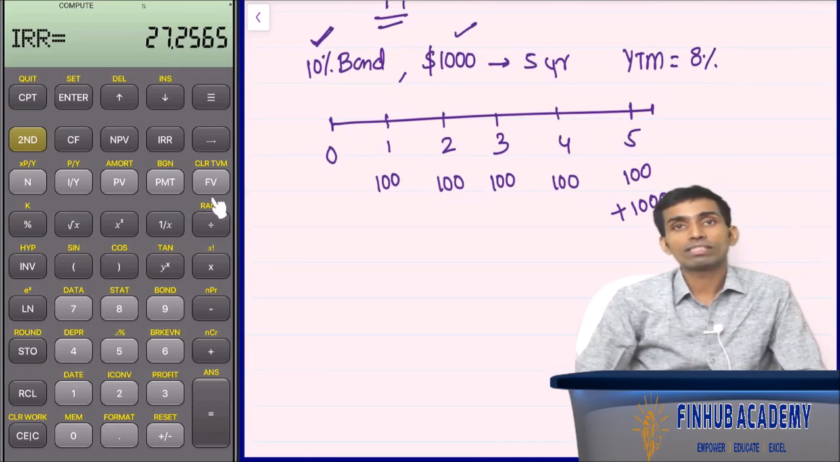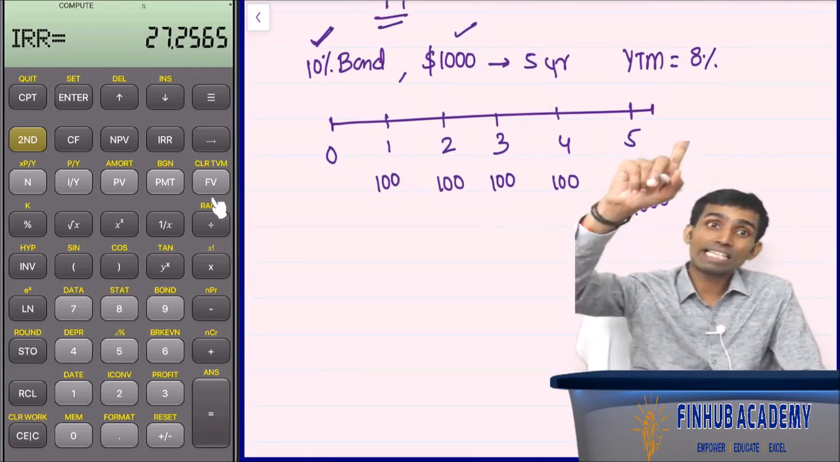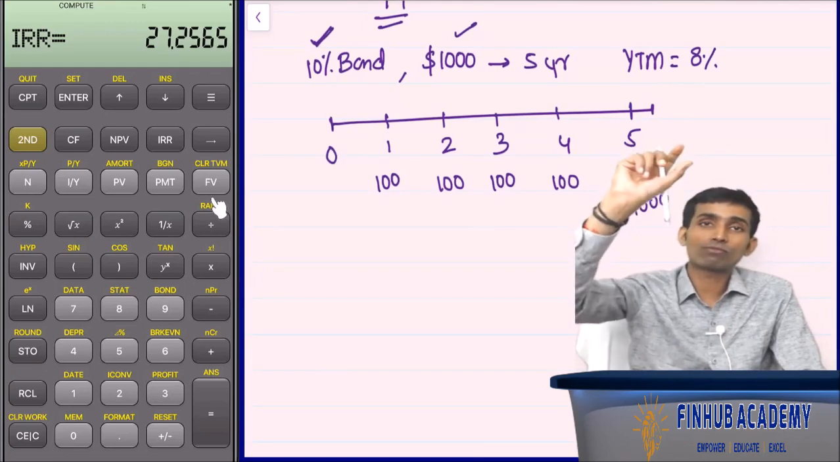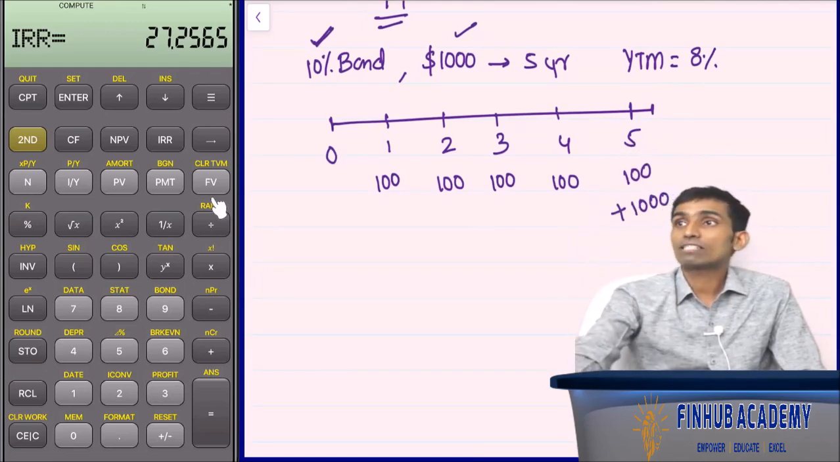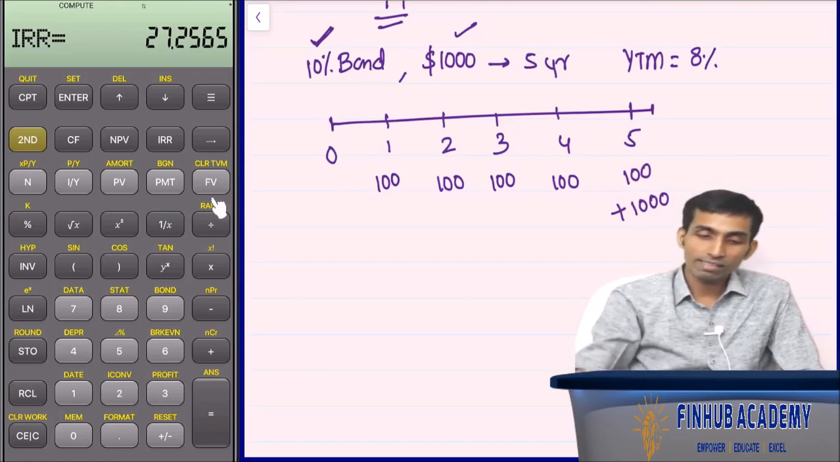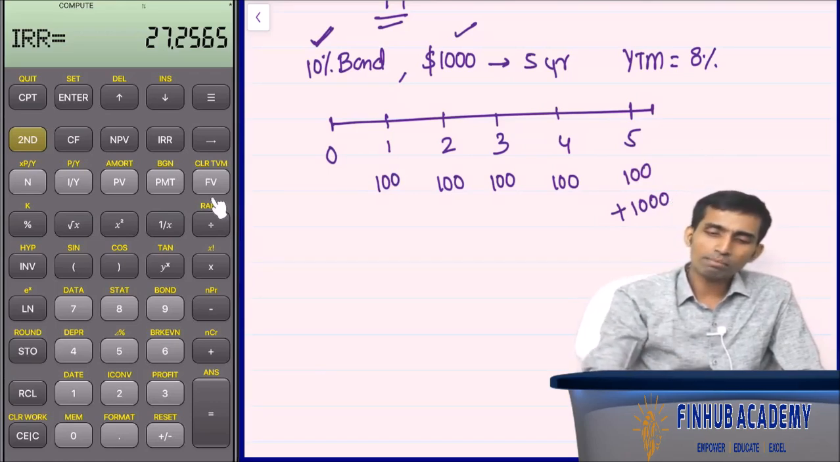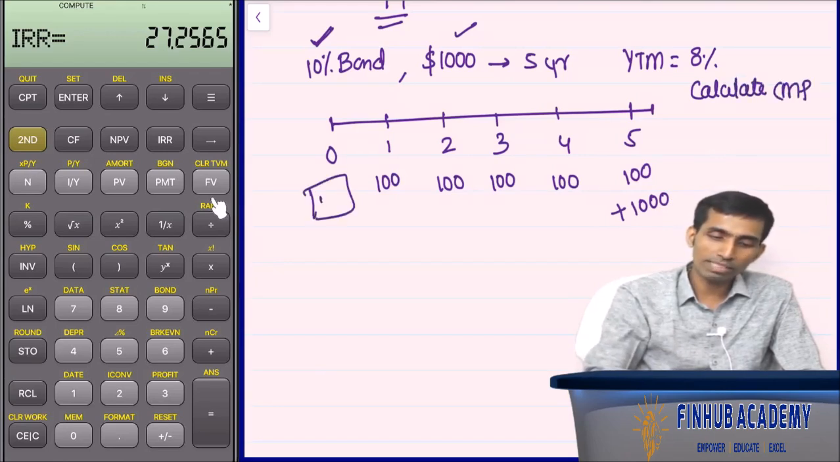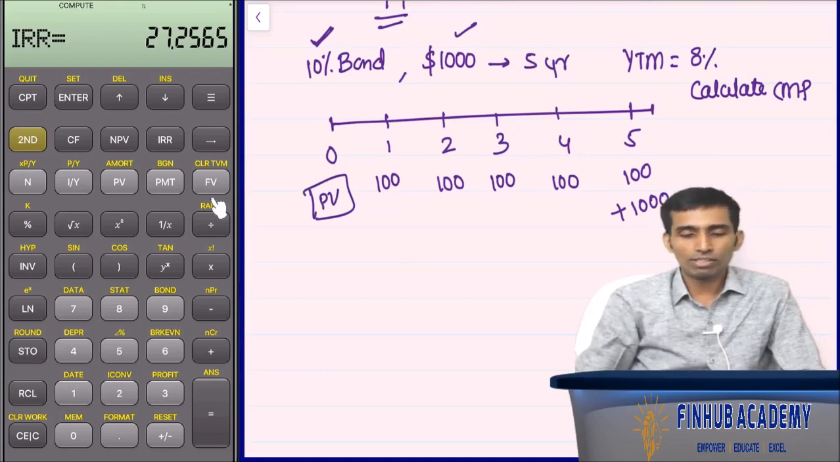It will pay 1000. If you remember previous examples in annuity, this 1000 was not there. That last cash flow was not there, right? Now, for this type of sum, I have to calculate the market price. What is today's market price? The current market price of this bond. That means I have to calculate PV. How will I do this?